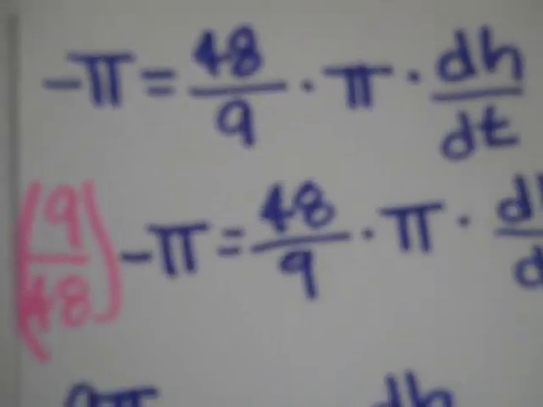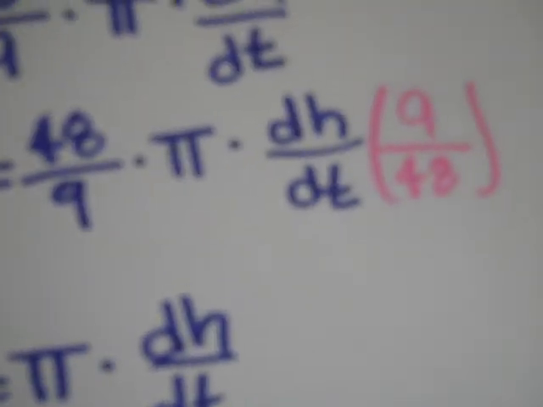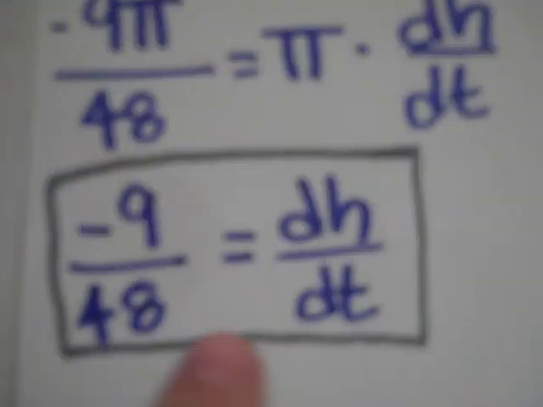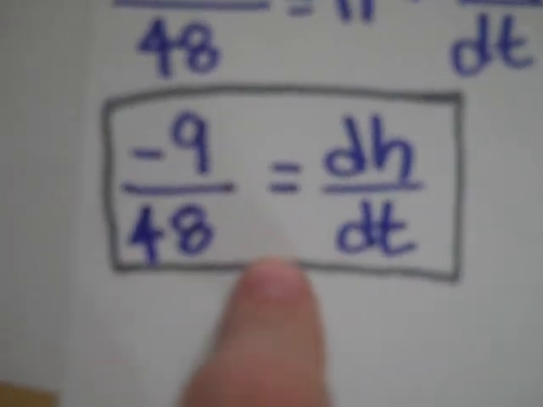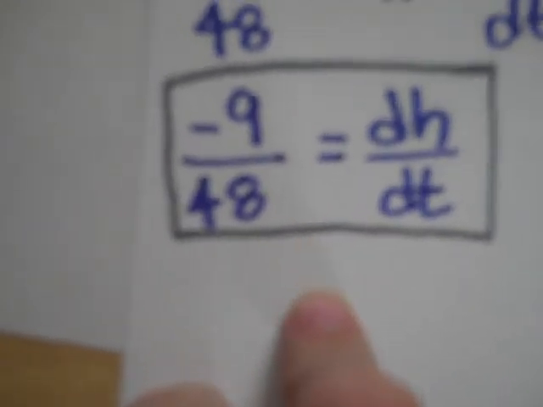And to get rid of the 48 over 9, you multiply both sides by 9 over 48. And it cancels out on this side. And then on this side you have negative 9π over 48 equals π times dh/dt. And then you cancel a π out on both sides and you have negative 9 over 48 equals dh/dt for C.